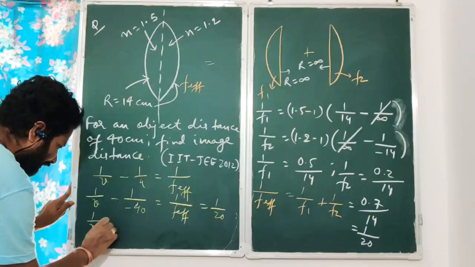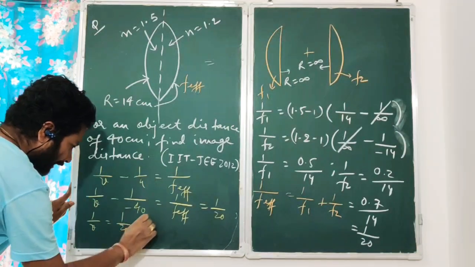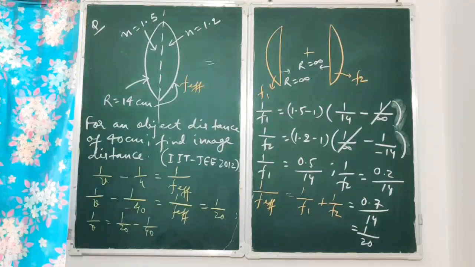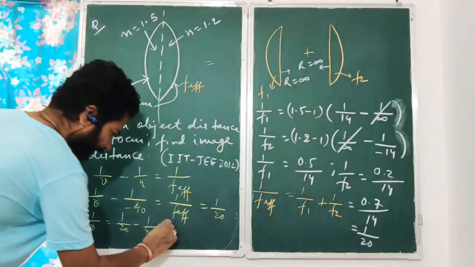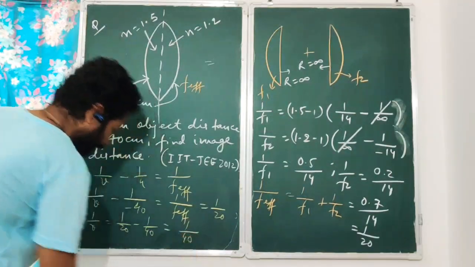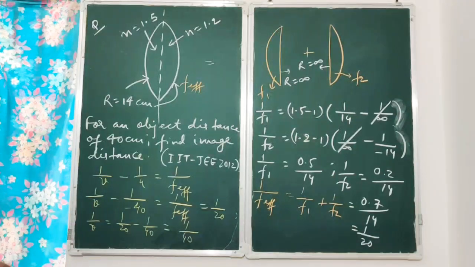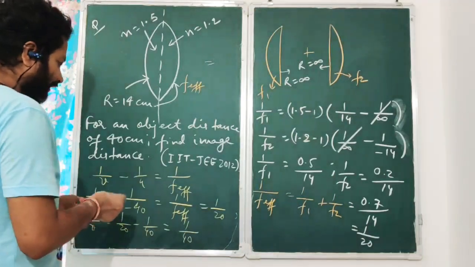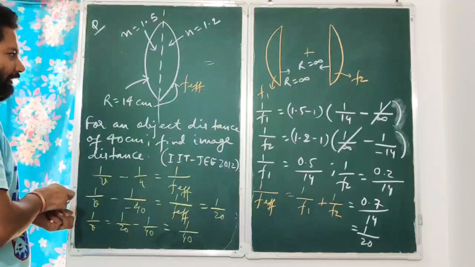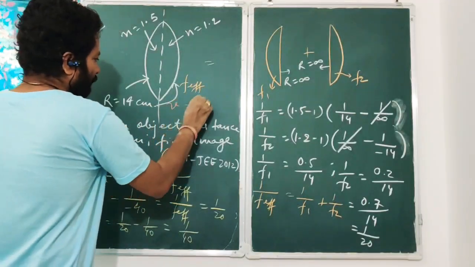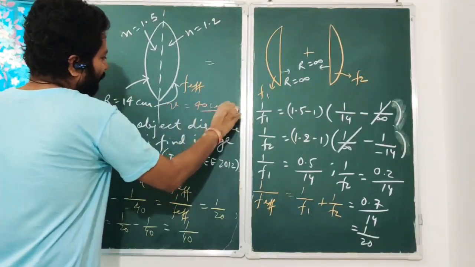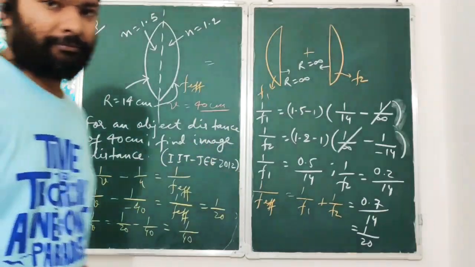So what will be 1 by v? 1 by 20 minus 1 by 40. So this will be equal to 1 by 40. So what is the value of v then? The image distance becomes equal to 40 centimeter. So v is 40 centimeter, and this will be the answer.